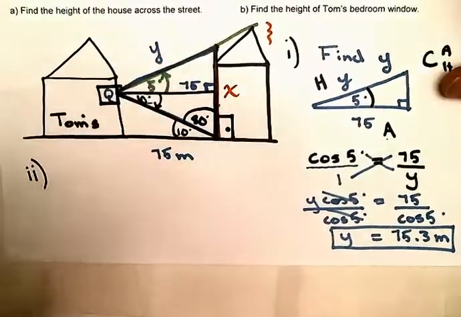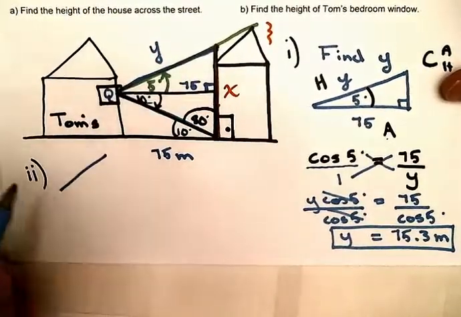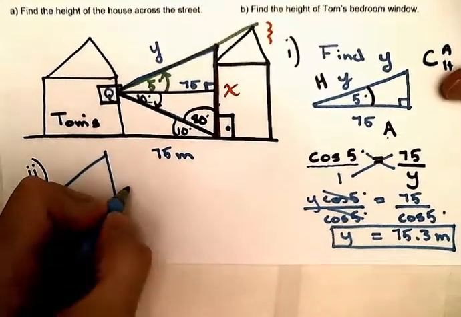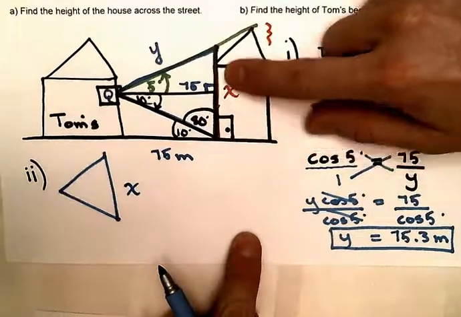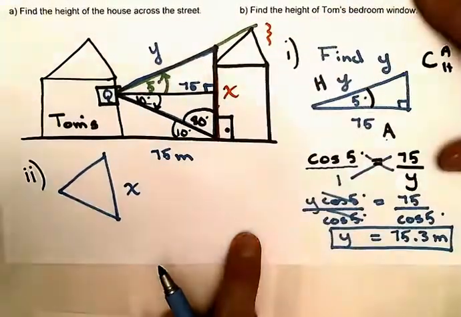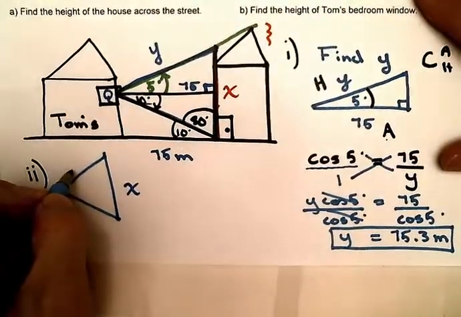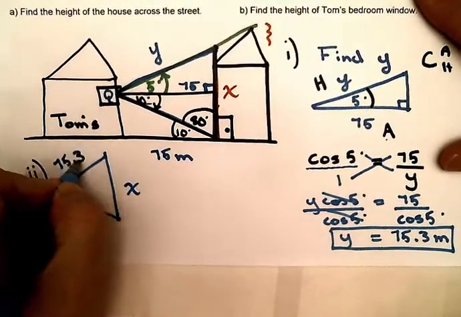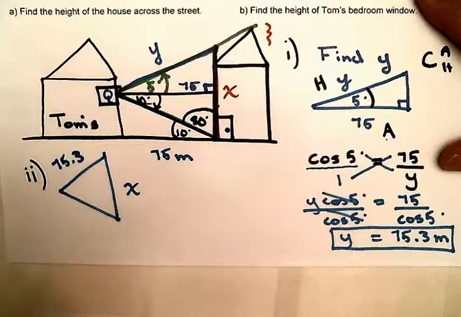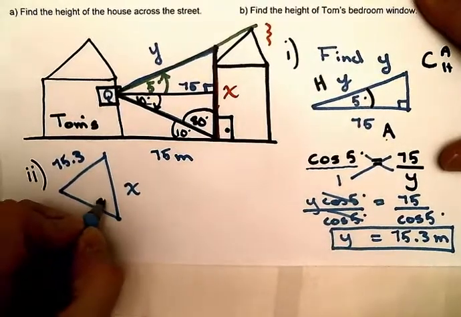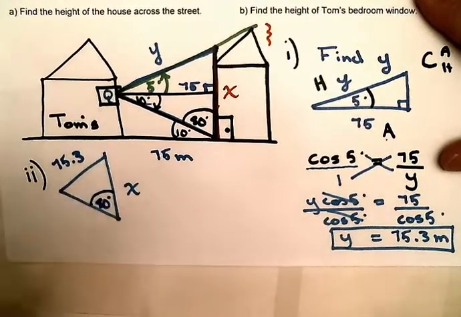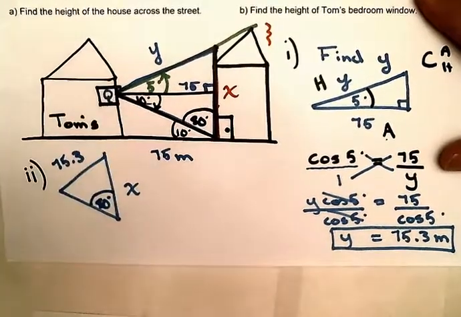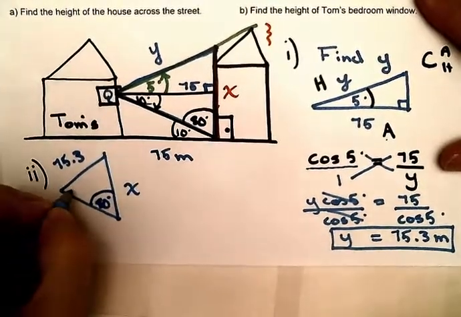Okay, so I'm just going to draw a sketch of that over here. We're trying to find x. We just found side y, and side y is 75.3, and we know that this is 80 degrees. We also know that 10 plus 5 makes for an angle of 15 degrees over here.